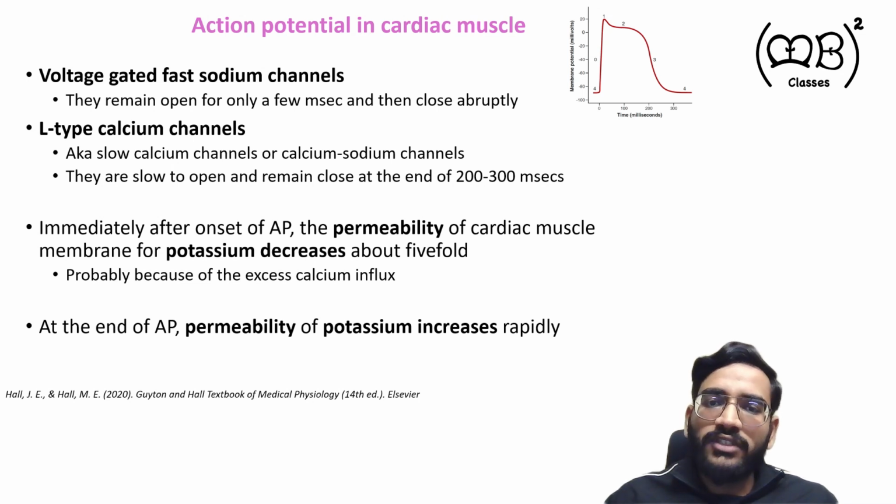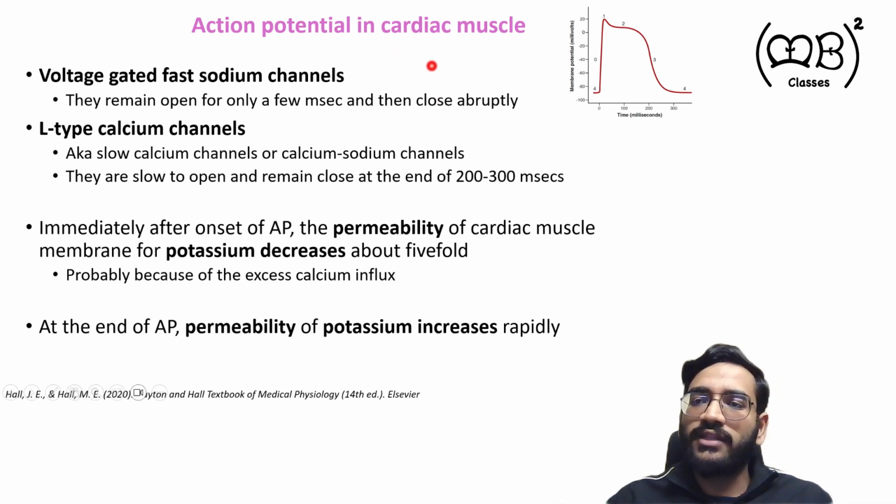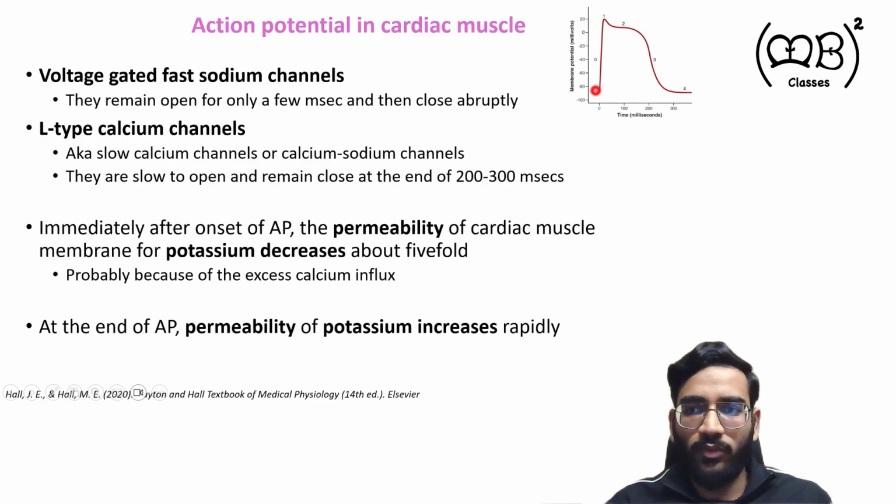So before we go into how the SA node is able to generate the action potentials on its own, we will first see how action potential is generated in the cardiac muscle, especially the ventricle. So you can see the phases of the action potential of the cardiac muscle here. There is phase 0, which is the depolarization. Then there is phase 1, which is the initial repolarization. Phase 2 is the plateau. Phase 3 is the rapid repolarization. And then phase 4 is the resting membrane potential, which is between minus 90 to minus 80 millivolts, around minus 85 millivolts.